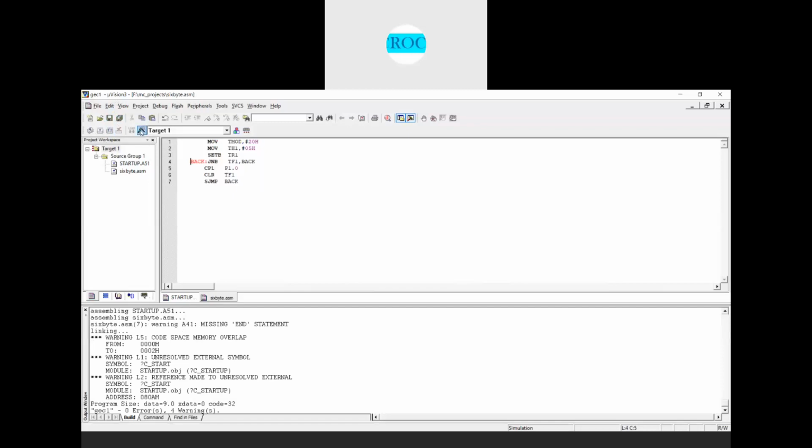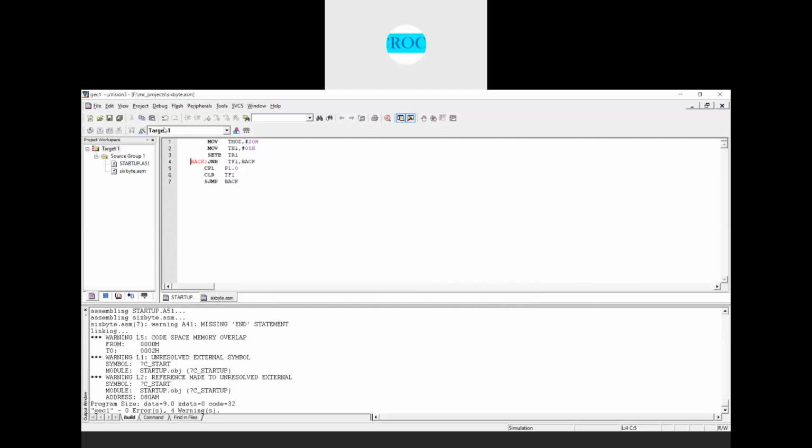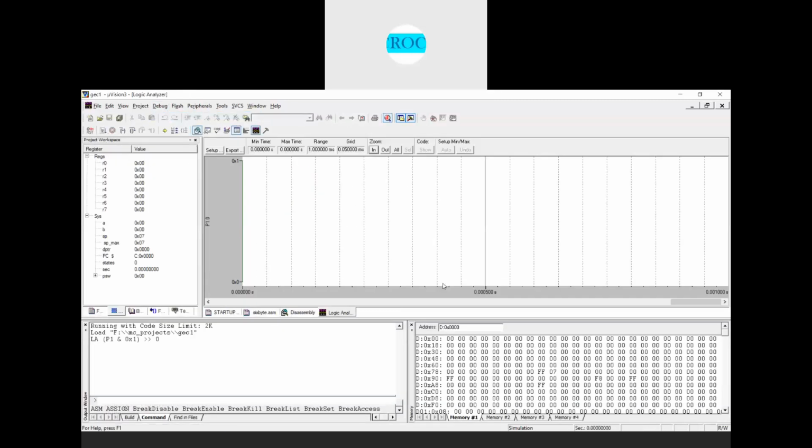First thing is, make sure that the crystal frequency is 11.0592. Whatever the crystal frequency is, you need to put it here. You can go to the target, and in the target you can put the crystal frequency as 11.0592. It is in megahertz, right? Make sure that the crystal frequency is set. After that, start running this program.